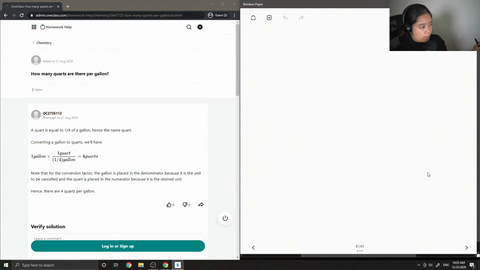Okay, so question number 6. How many quarts are there per gallon? Okay, so we can just answer this pretty quickly. There are 4 quarts in 1 gallon.